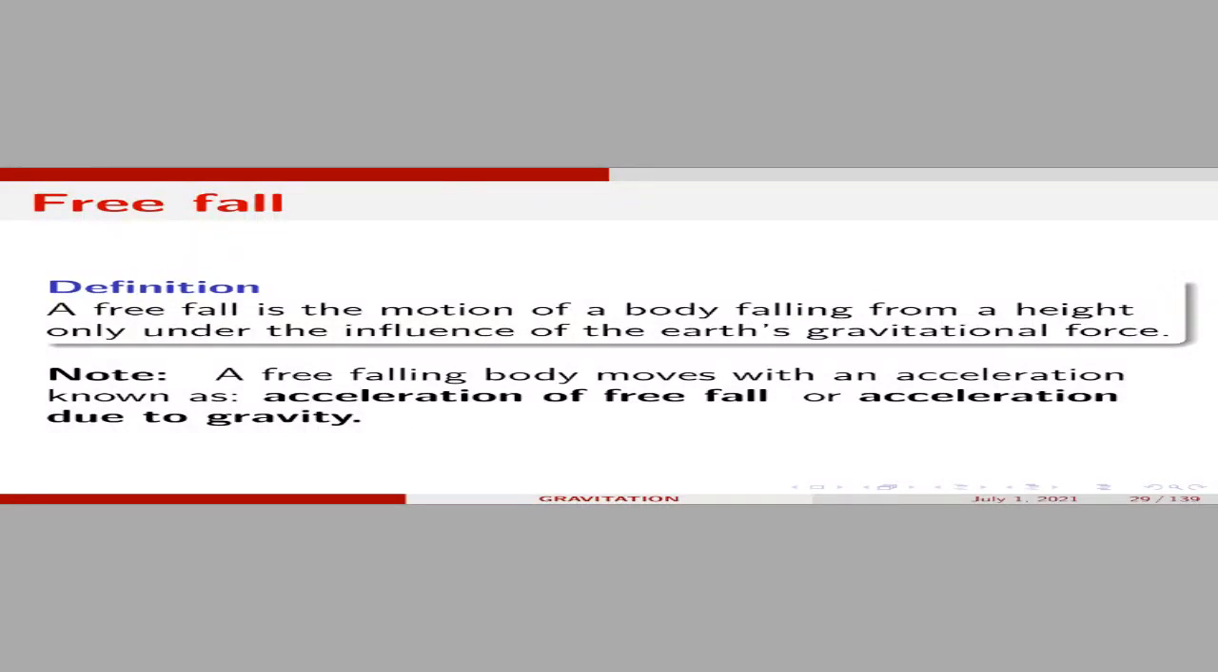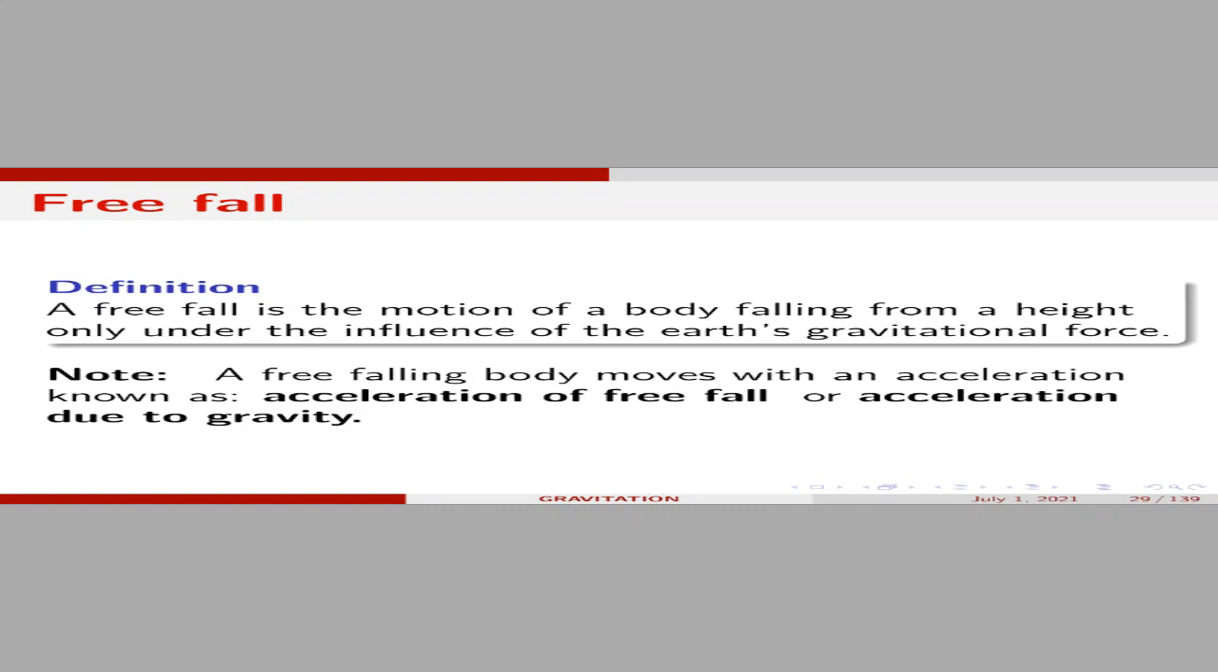Free fall may sound strange, but the word we normally use is acceleration due to gravity. Another name for acceleration due to gravity is free fall, or acceleration of free fall. When a body is falling vertically upward or downward, if it's falling, then we say it is under the influence of the Earth's gravity. The gravity here we are talking about is due to the Earth because we are on the planet Earth.